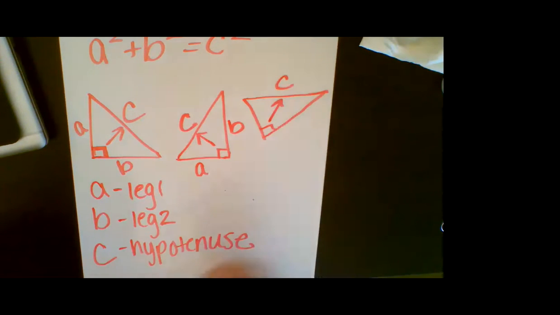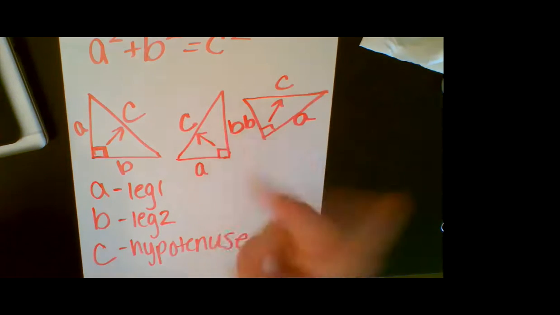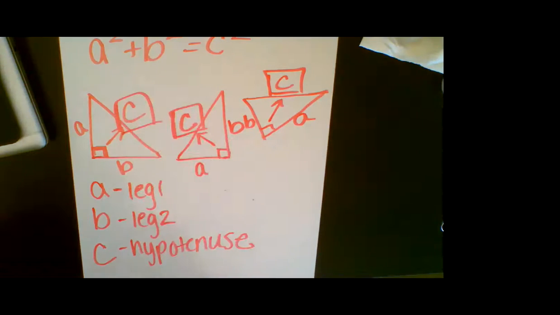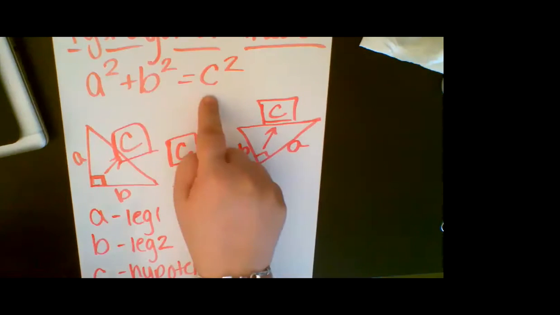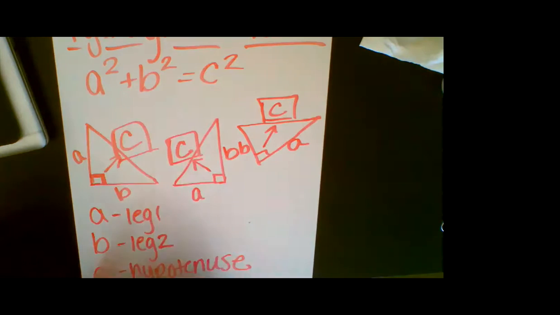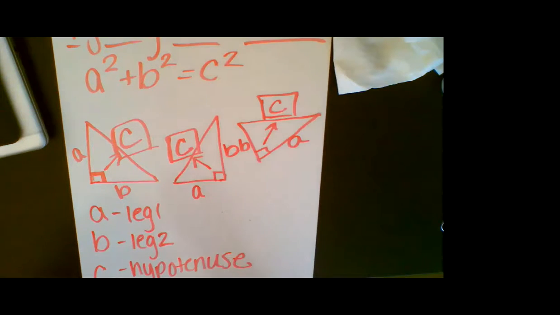This one's C right here. Let's call this one B, and we'll call this one A. A and B are interchangeable. The only one that really matters is C. C always has to be across from the right angle. And the reason being, C is the one that's in a different place than A and B. So C has to be different than A and B are. C is always the longest side of the right triangle, okay?